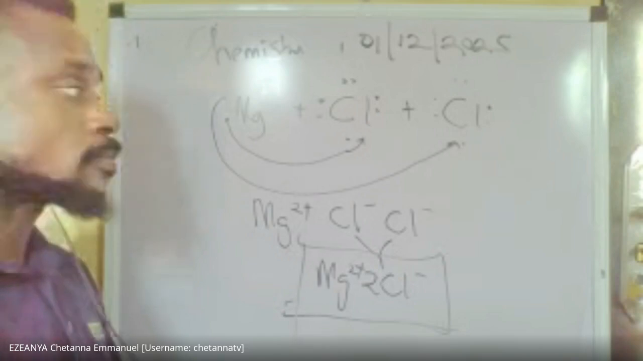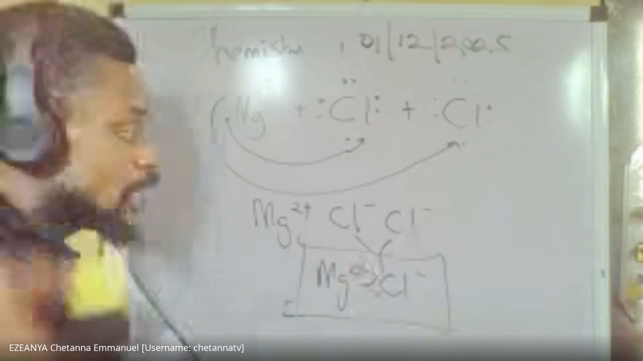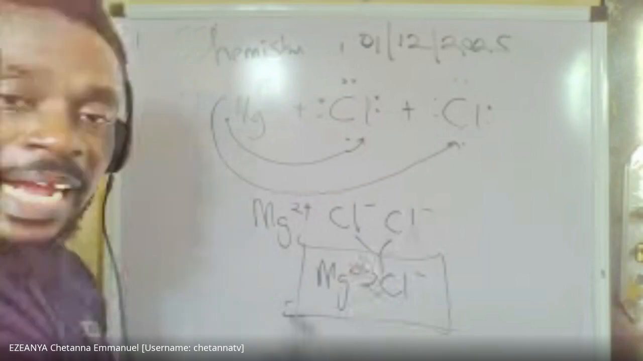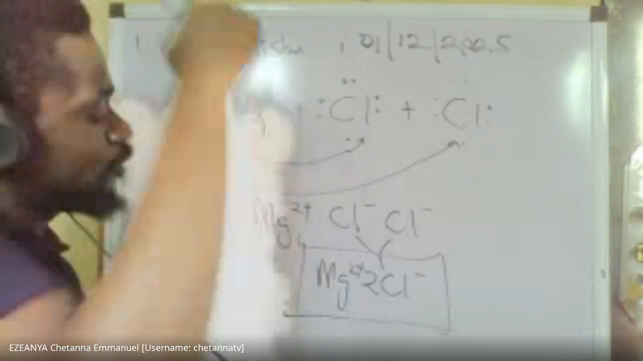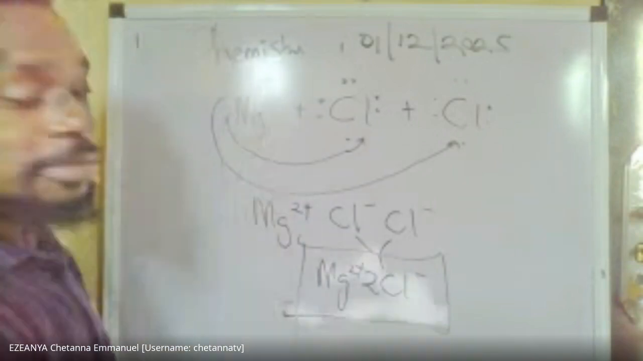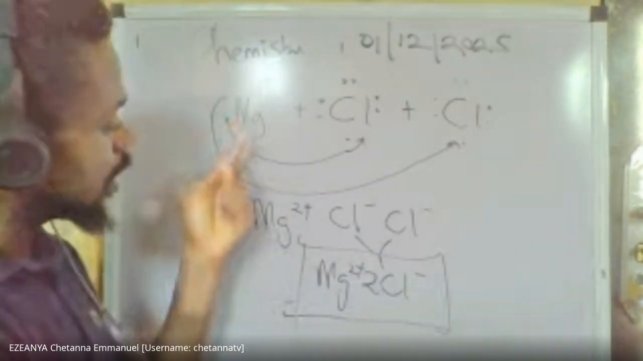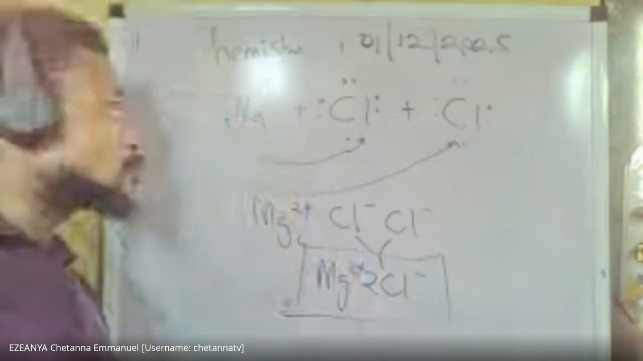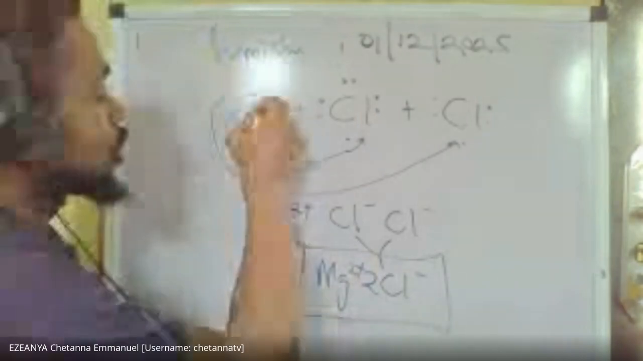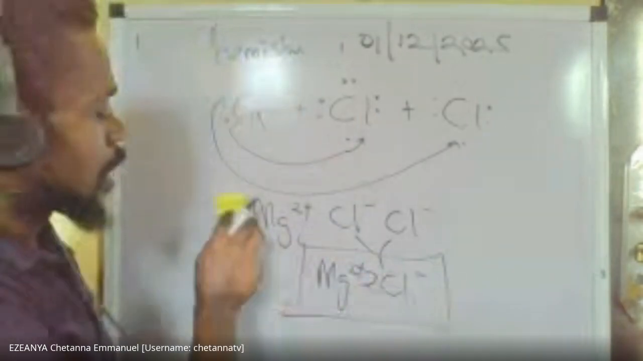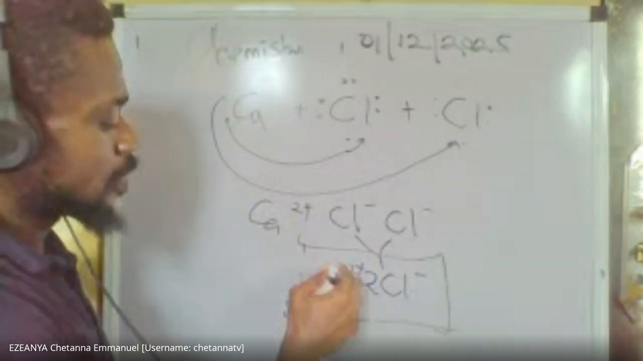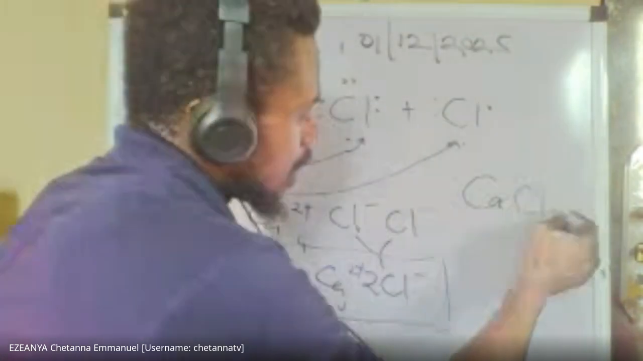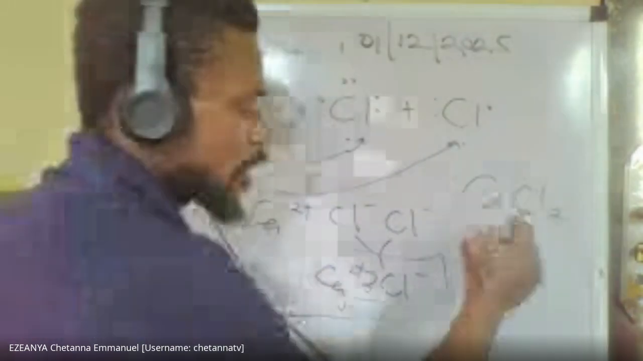All right, so the same thing goes for calcium, because magnesium and calcium are in the same group with 2 valence electrons. If you have calcium here, it's the same thing as magnesium. That's why the chemical formula of calcium chloride is CaCl2, just like magnesium, MgCl2.